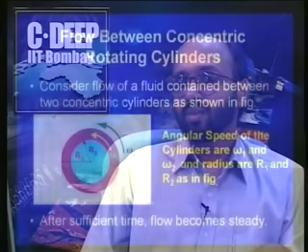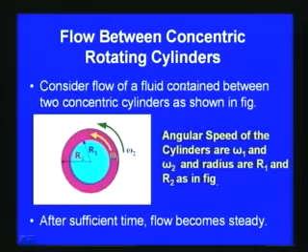So, our problem is that there are two rotating cylinders and a fluid is between these two rotating cylinders. Our aim is to derive an expression for the velocity variation. We will start with the Navier-Stokes equation, apply all the simplifications, and then derive an analytical solution. Here we will consider a flow of fluid contained between two concentric cylinders as shown in the figure.